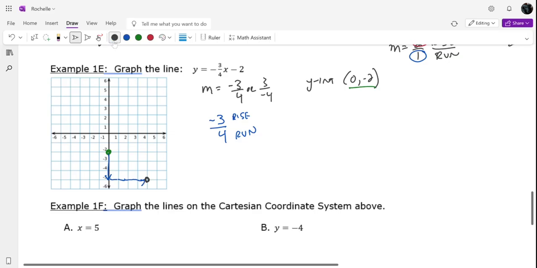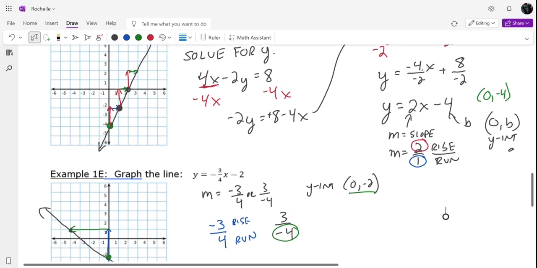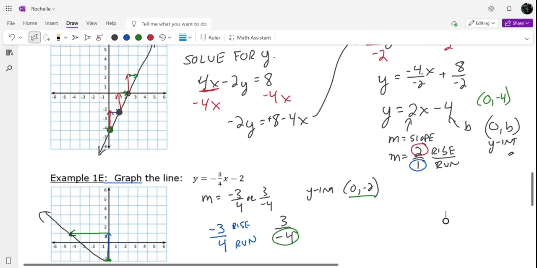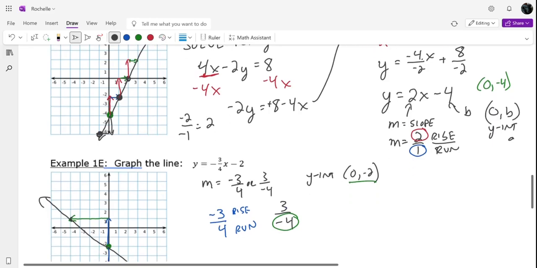Now, if I thought of it the opposite way, 3 over negative 4, I would go up 3. So I would do the up 3, 1, 2, 3, and then I would go in the negative direction 4 spaces. Now you will notice that these are all on the same line. I could have done the same thing up above. This had a positive slope, so I could have gone down negative 2, and then to the left, negative 1, which would have ended up with the same positive 2 slope.